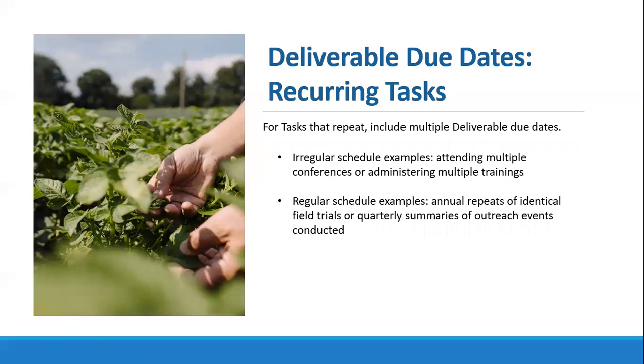Similarly, some notes on recurring tasks. If a task repeats, include multiple deliverable due dates for those, and that can be both for things that are irregularly scheduled, such as multiple conferences that the project would like to attend, or administering multiple trainings that are not going to be held, say, on the same date every month or something like that. Other things, however, could be regularly scheduled. Annual repeats of field trials that will be delivered at the same time, or quarterly summaries of the outreach conducted over the past quarter.